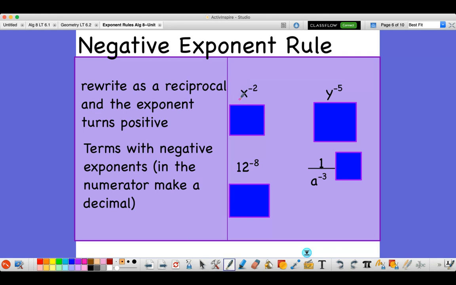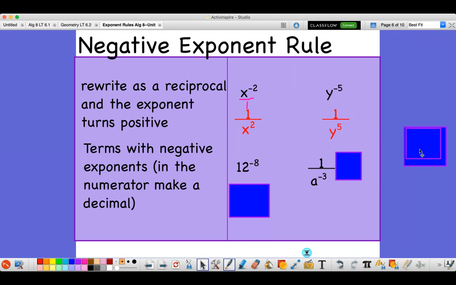That's like having x to the negative 2 over 1. And so now you flip that to make a reciprocal. So it's just 1 over x squared. Y to the negative 5, that would be like y to the negative 5 over 1. Rewrite that as its reciprocal, and you get 1 over y to the fifth. 12 to the negative eighth power is just going to be 1 over 12 to the eighth. Notice that those exponents all become positive now.